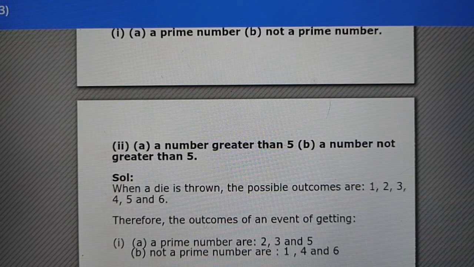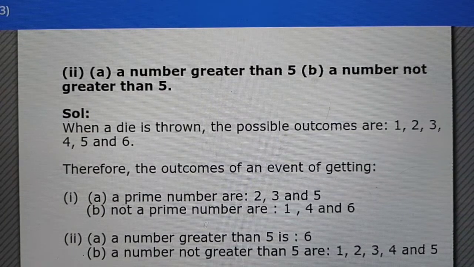As I told you, prime numbers are those which are divisible only by 1 or itself. Those are called the prime numbers. So here 2, 3 and 5 are the prime numbers. And what about the non-prime numbers? The other numbers 1, 4 and 6 are the not prime numbers. We just find out the outcomes which are related to these numbers. Prime numbers are 2, 3 and 5, and not prime numbers are 1, 4 and 6.